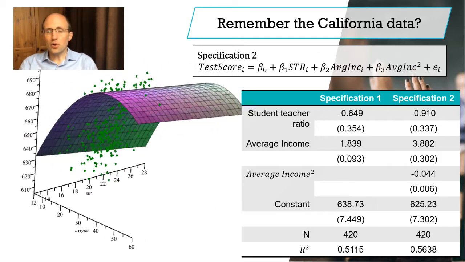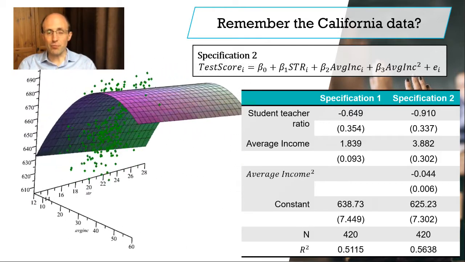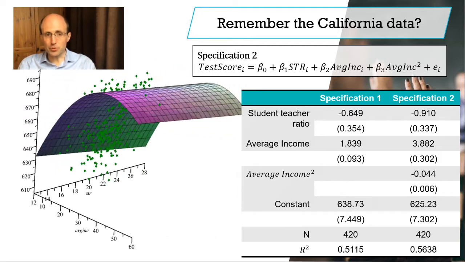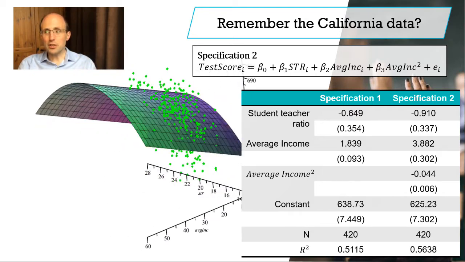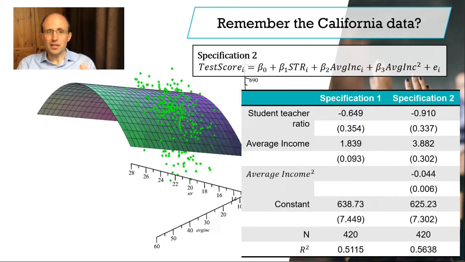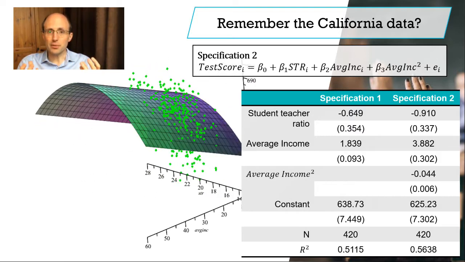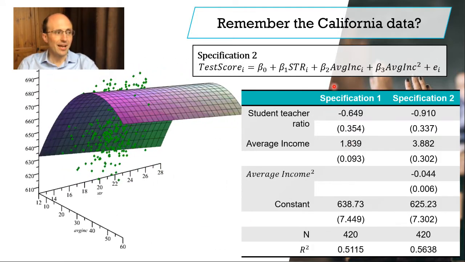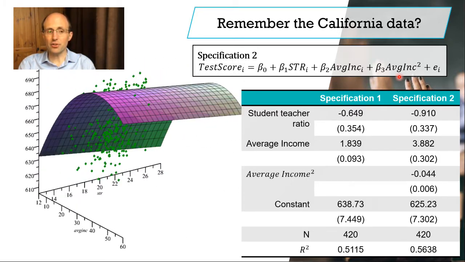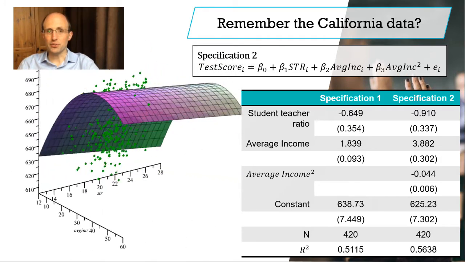Now, a question that this might raise with you is, given that we've got this non-linear specification in terms of average income, could we test, using both average income and average income squared, whether average income as a whole has an impact on test scores? So in other words, we've got these multiple explanatory variables linked with average income. Could we use something to do with the average income and average income squared terms to test the null hypothesis that average income as a whole has no impact on test scores?